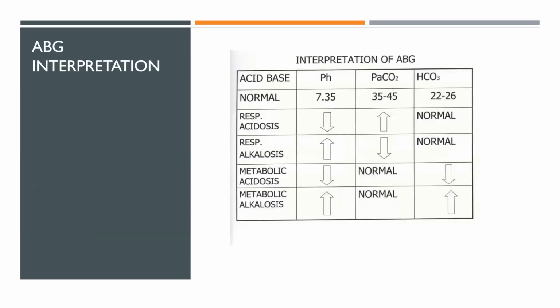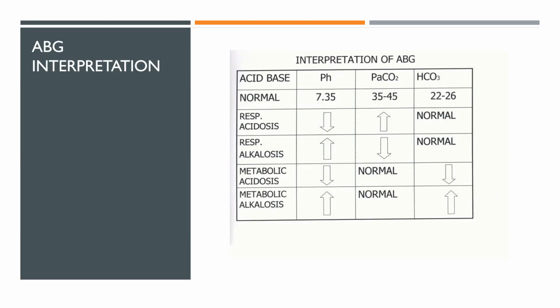When we do our ABGs, or arterial blood gases, there are different ways that we can interpret it to determine if the patient is in respiratory acidosis, respiratory alkalosis, metabolic acidosis, or metabolic alkalosis. When doing these interpretations, you can think of the acronym ROME, meaning respiratory has opposites and metabolic has equal. So a normal pH, as I mentioned, is 7.35 to 7.45. PaCO2 is 35 to 45, and bicarb is between 22 and 26.